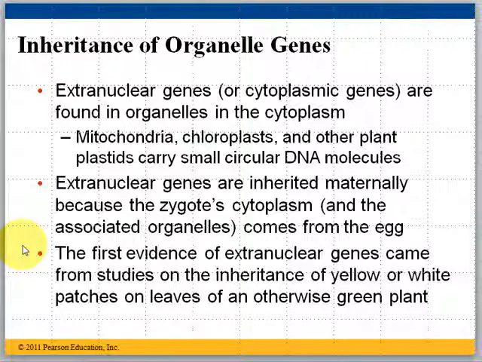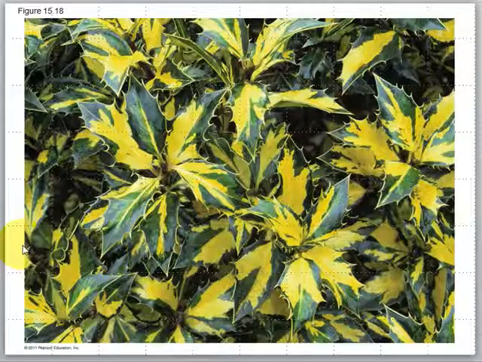The first evidence that extranuclear genes existed came from studies on the inheritance of yellow or white patches on leaves of otherwise green plants. And I'll show you a picture, and you've probably seen this type of thing before. So this is what we're talking about. This is called variegated. So if you have plants like this, maybe your mom or dad have houseplants like this that are called variegated, where normally these leaves would be nice solid green, but you have these patches or variations of yellow or white or other colorations. That's the trait that we're looking at.